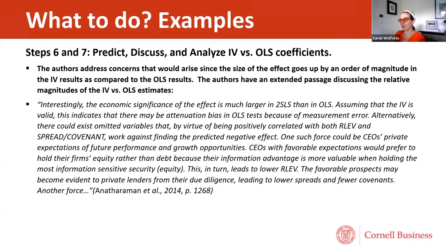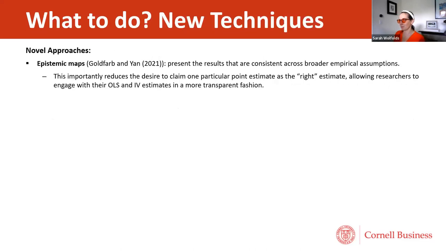And then lastly, there were very few of the papers that did this, but predicting, discussing, and analyzing the IV versus OLS coefficients, right? In this case, for instance, the author is very clear, says, interestingly, the economic significance of the effect is much larger in 2SLS than in OLS. So that's obviously very clear. They discuss why they think that might occur, and how it could result from that. So I think that would be one of the biggest takeaways.